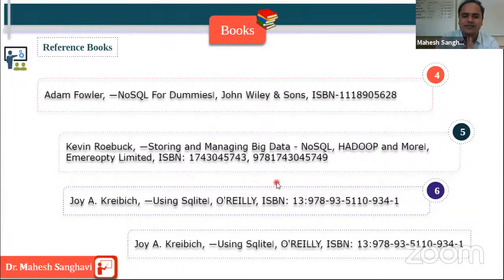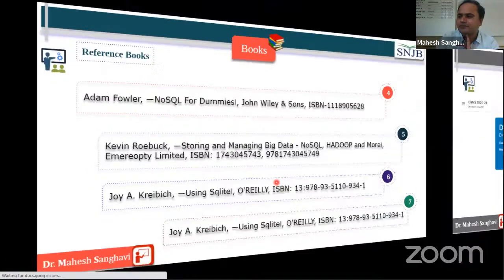And the last one is again by Joy. He is actually taking care of, okay, this is again the same book, I'm sorry. The 7th book is similar.